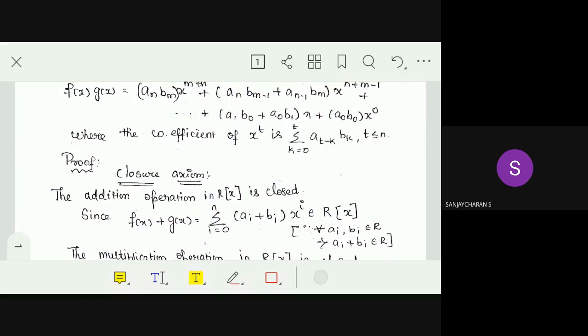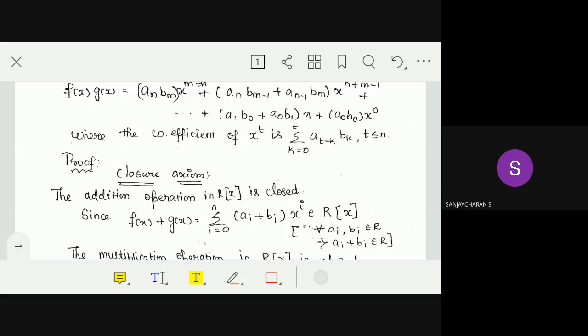Okay, so first under addition I'm going to prove the closure axiom. I think we can directly say that closure is satisfied. Why? The coefficients of f of x and g of x, that is a and b, both belong to R. Suppose what is a plus b? If you add the coefficients, a plus b also belongs to R only, right? So that is the closure property, right or not?